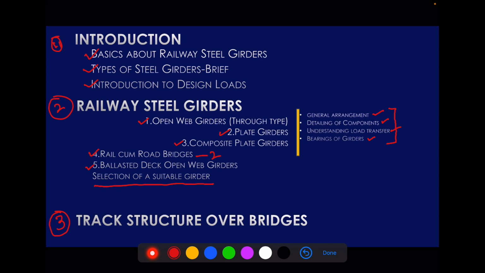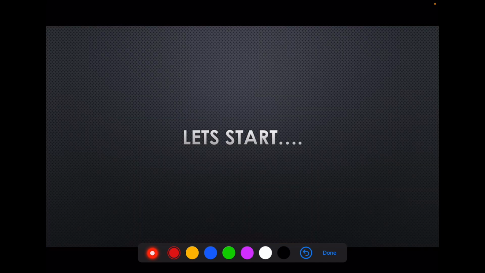Then, in session 3, the last part of the course, we would be dealing with track structure over bridges. I have tried to cover this particular topic with as much detail as possible and will try to convey as much knowledge around this topic as possible. So, with all this introductory part, let's start.